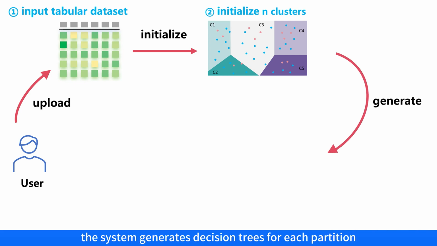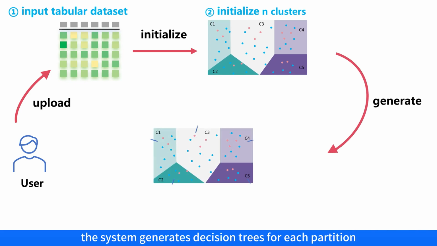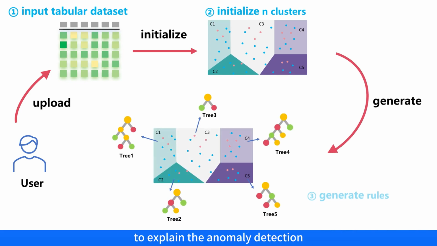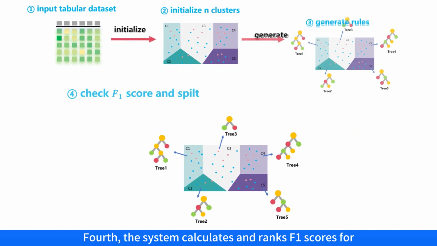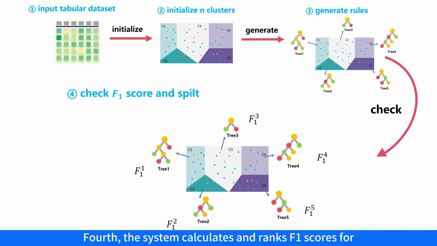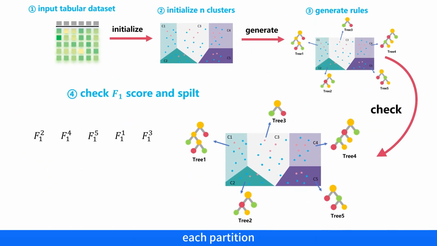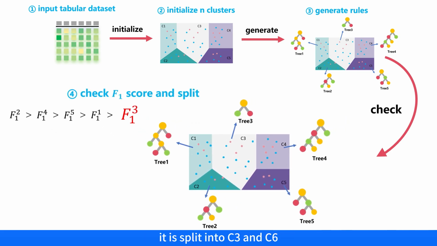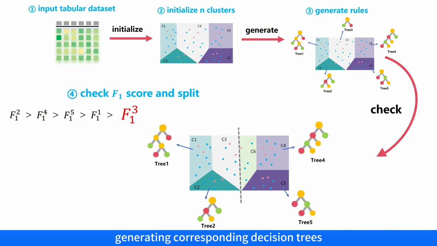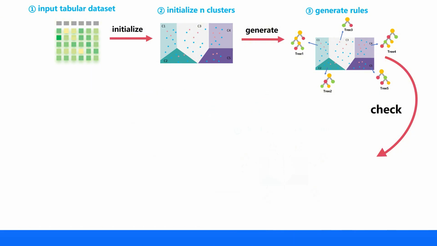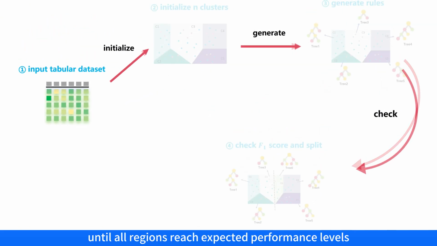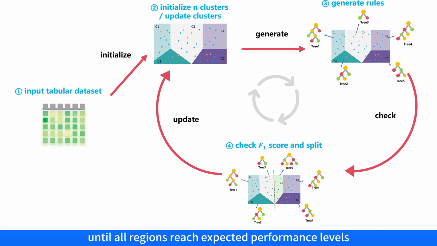Third, the system generates decision trees for each partition to explain the anomaly detection rules within that region. Fourth, the system calculates and ranks F1 scores for each partition. Since C3 has the lowest score, it is split into C3 and C6, generating corresponding decision trees. This process iterates until all regions reach expected performance levels.